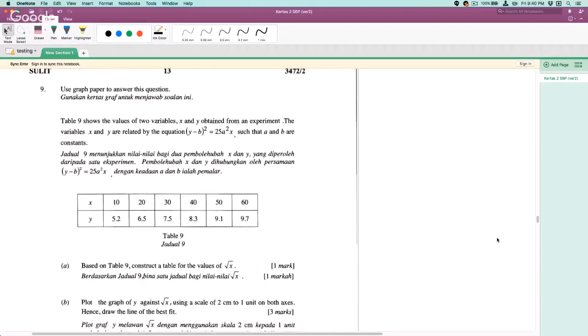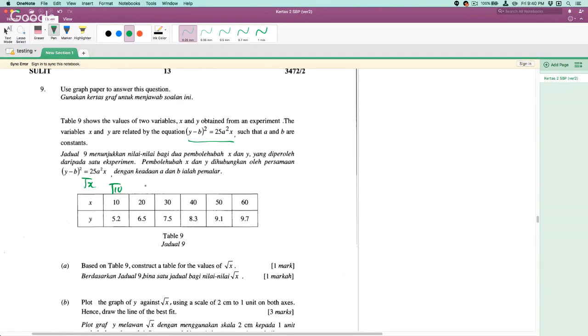Okay, this is linear law. Let's have a look at the linear law question. Table 9 shows the values of two variables x and y obtained from an experiment. y and x are related by this equation, such that a and b are constants. Construct a table for square root x. So you will need to make a square root x table and use your calculator to do it.